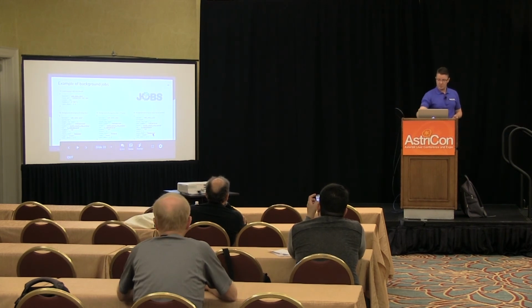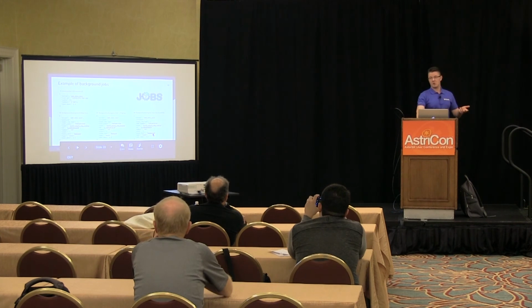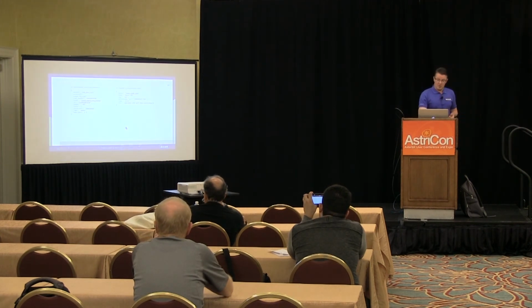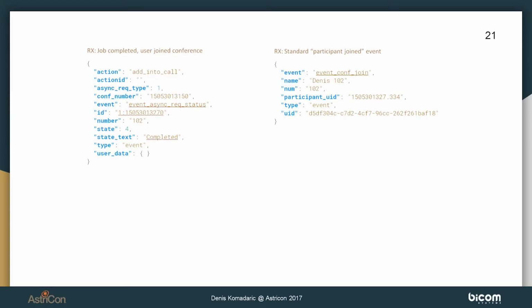Then it's connected because the user answered, but it's still not joined the conference. And the completed means that the job really completed. So I invited person A into the call, he got the call, he answered the call, he joined the conference, job is finished, obviously. So we get the completed event. And then, of course, the standard Asterisk event that says that the user joined the conference.